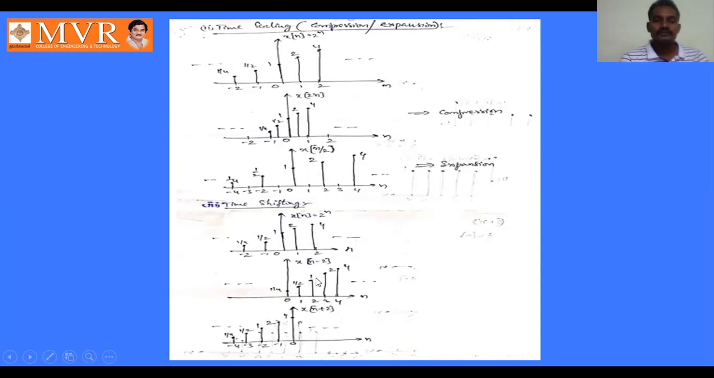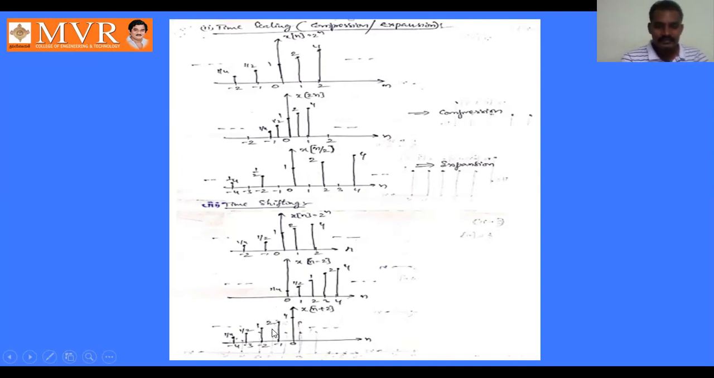So if you take x of n minus 2, it will be shifted towards the right side by 2 units, minus 2 to minus 1 and minus 1 to 0, 2 units. These 2 units can be shifted here. So in the original waveform, it starts from minus 2 to 2, but in this modified waveform, it starts from 0 to 4. So it is shifted towards the right side by 2 units, minus 2 to minus 1, 1 unit, and minus 1 to 0, another unit.